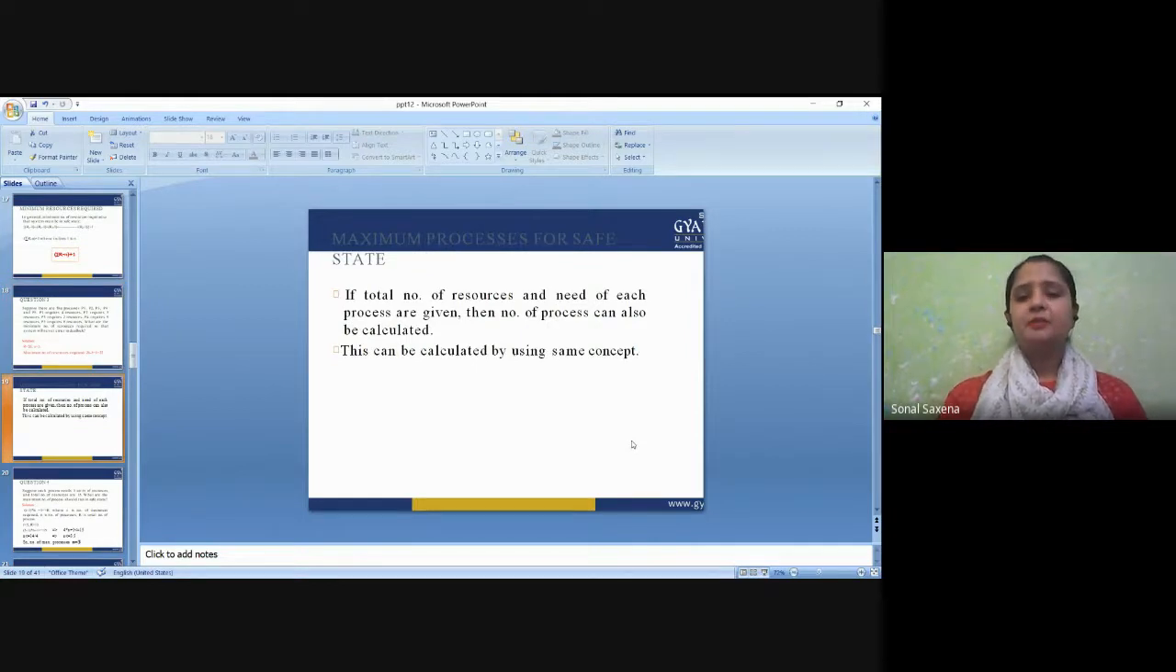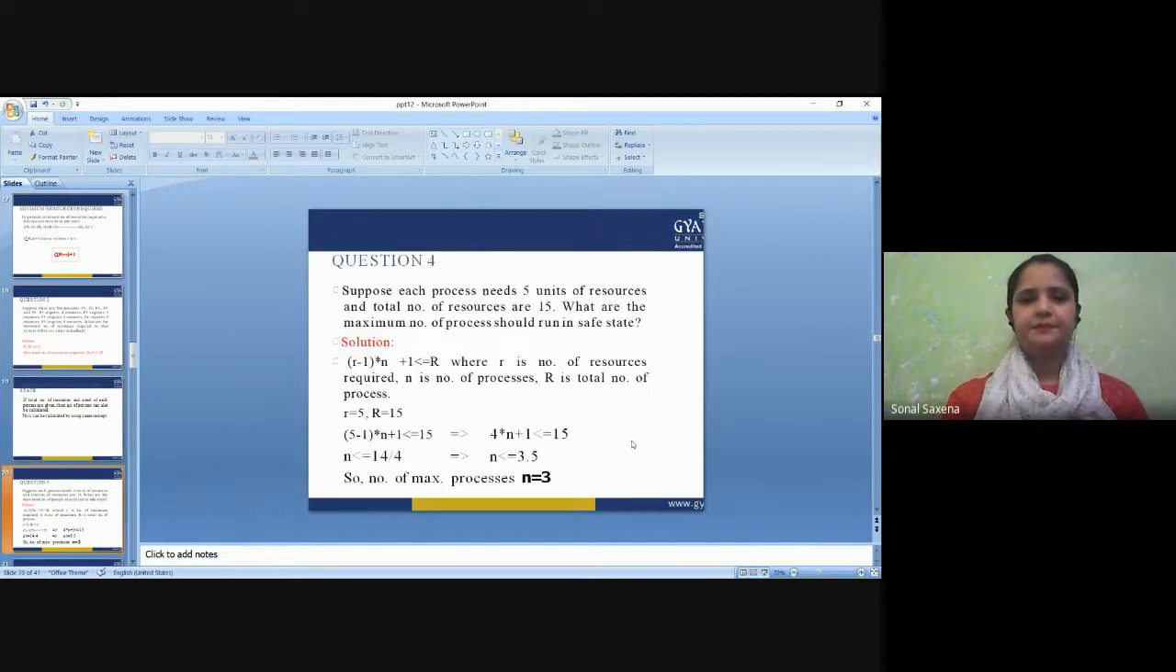Next is maximum processes for safe state. What could it be? Now if the total number of resources and need of each process are given, then the number of processes can also be calculated. Now this can be handled using the same concept that we have seen for the resources part. Now here you can see it with the help of an example, we'll understand it. Suppose each process needs 5 units of resources and the total number of resources is 15, right? What is the maximum number of processes that should run in a safe state?